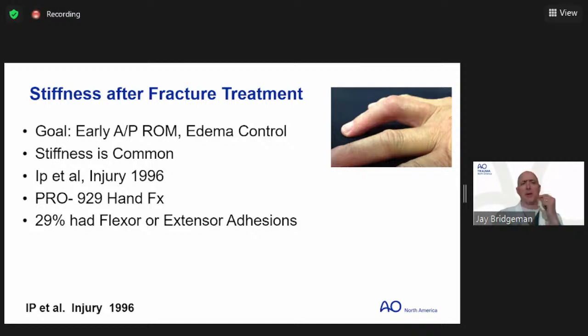Now, we know that stiffness after hand fractures is common. The goal really is prevention, early active and passive range of motion. We want stable fixation so that we can begin an early motion protocol, as well as work on edema control. Early therapy and prevention is the key to lessen this. But even despite that, this is a prospective study by Eve et al. from Injury 1996, following 929 hand fractures. Even in their series, 29% had flexor and extensor adhesions requiring surgery. So it's a very high number.